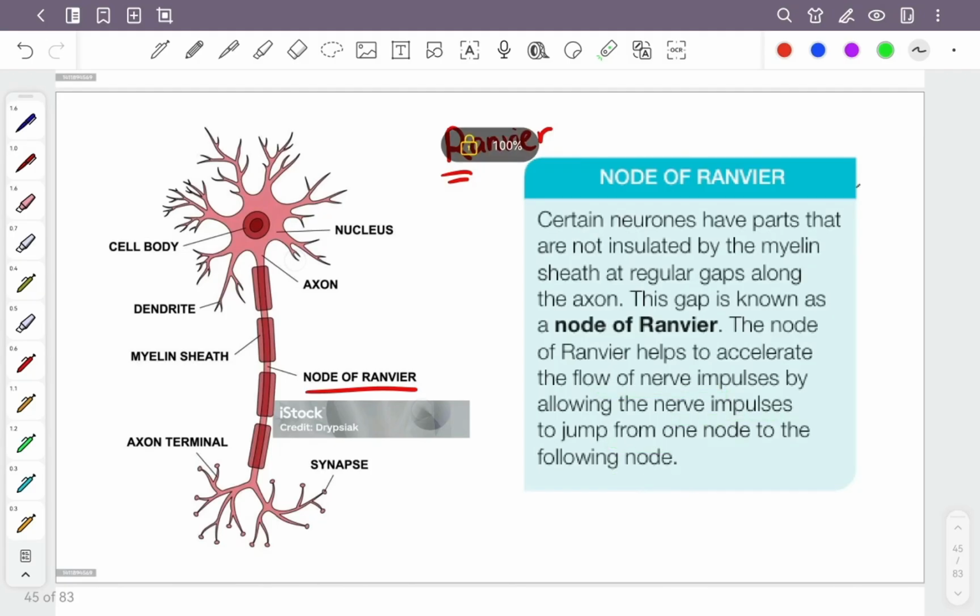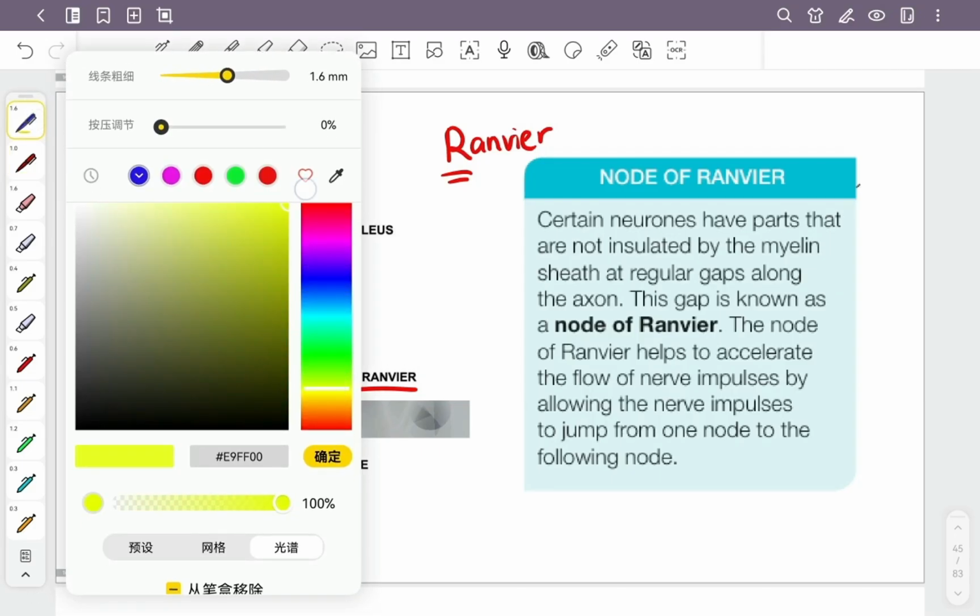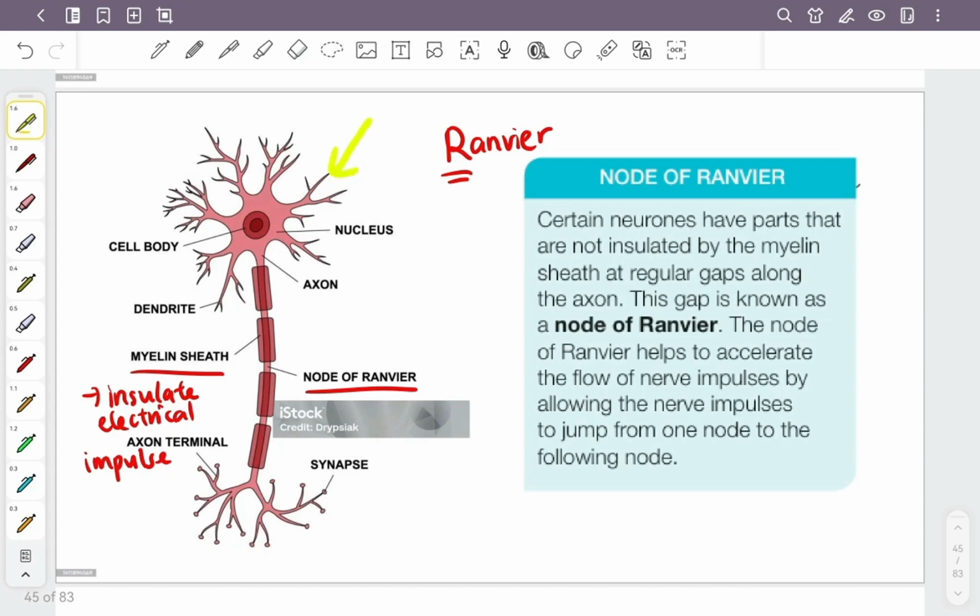Now I told you, myelin sheath insulates the electrical impulse. So what will happen here is that, let me use some other color. Okay, now when your nerve impulses go in like this, until here it has a myelin sheath. So it means here it cannot pass through, correct? So what will happen? It will jump from one knot of Ranvier to here.